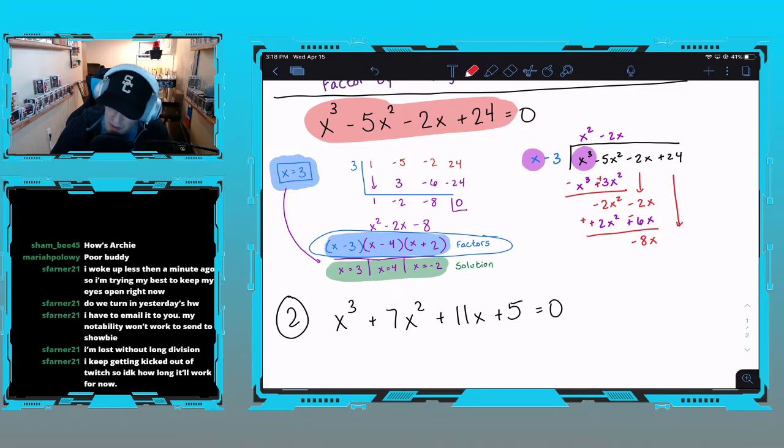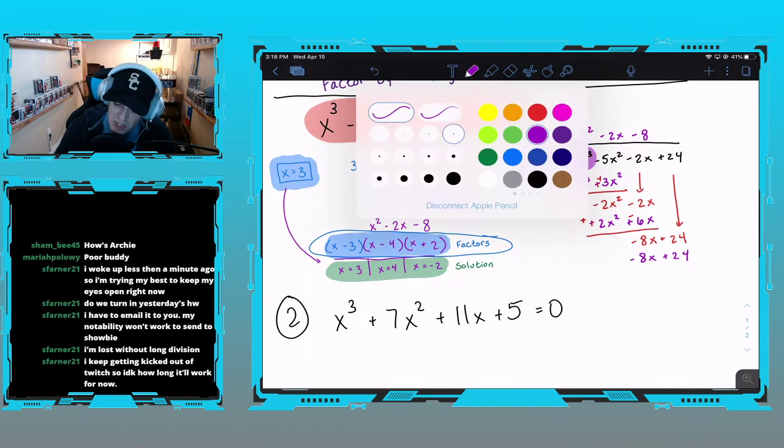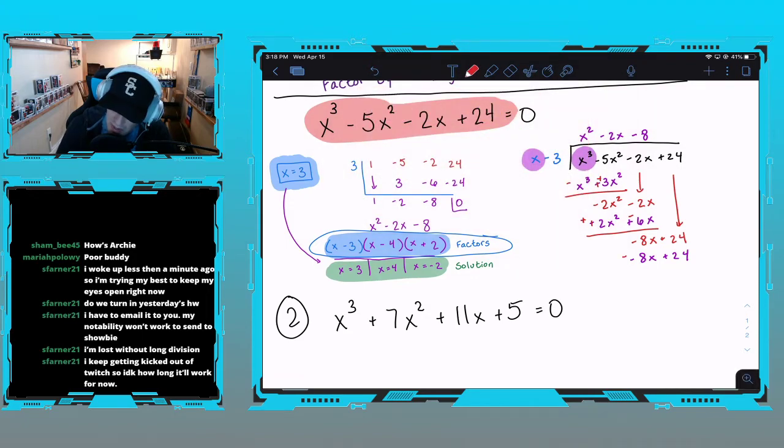And I'm going to bring down the last number, which is that 24. And I'm going to do it one last time. And in this case, it looks like it's going to be negative 8 that we have to distribute. That would give us negative 8x plus 24. And once again, we're changing the signs to the opposite. So both of these are going to become negative again. The 8 becomes the opposite. And everything cancels out. And we have a remainder of 0.